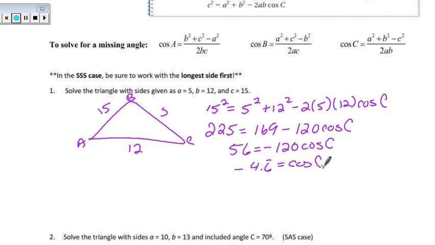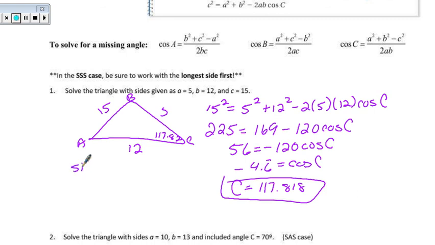And remember, since we're solving for an angle, we do need to use our inverse functions on the calculator. And I find angle C to be about 117.818. So 117.82, we can leave it at that. From there, since I've driven out the obtuse angle, I'm going to switch over to the law of sines. It's a little bit easier of a calculation. So I'm going to say that the sine of 117.82, all over 15, is going to equal sine B over 12.